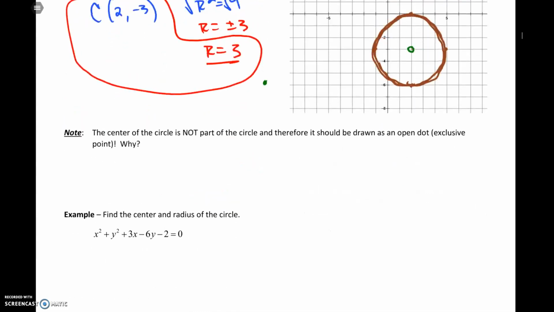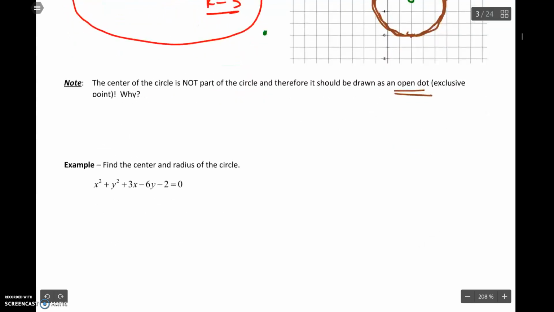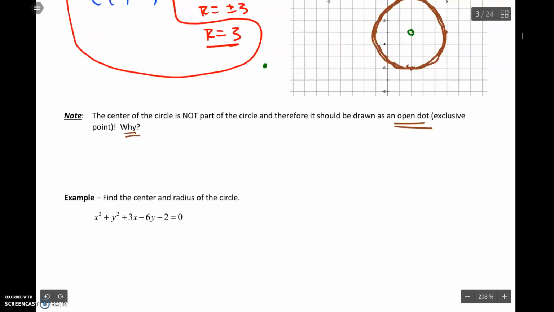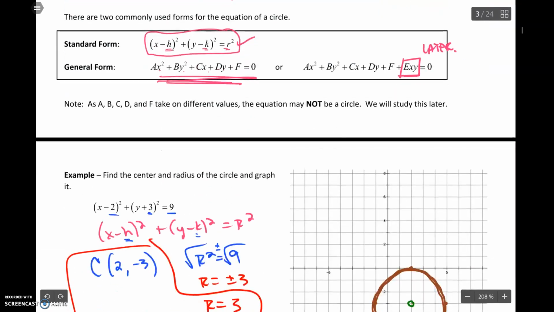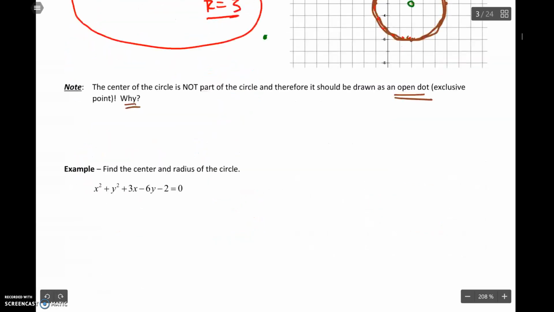The center of the circle is not part of the circle, and it should be drawn as an open dot. Probably wouldn't take off points for this, but why? It's not part of the circle. The circle is the locus of points that are equidistant from the center. These are all the dots. The points on the circle are part of the circle. The center is not.